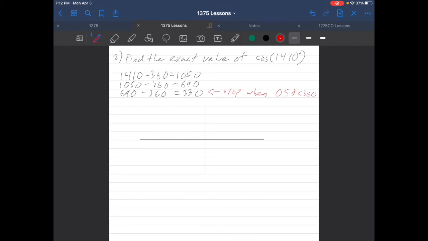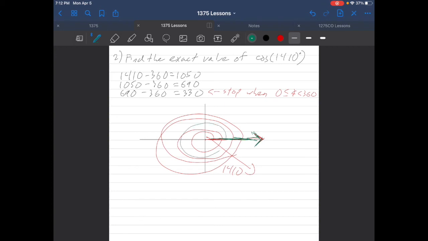So if we draw an angle here, starting at the initial side, and go 360, 720, 1080, and then just even more over to 1410, and we have the angle like that in red. Now in green, I'm going to draw a separate angle. It's going to start at the initial side like it always does, and this angle is only going to travel 330 degrees. Now watch how this angle travels. It stops at the exact same place as the 1410.